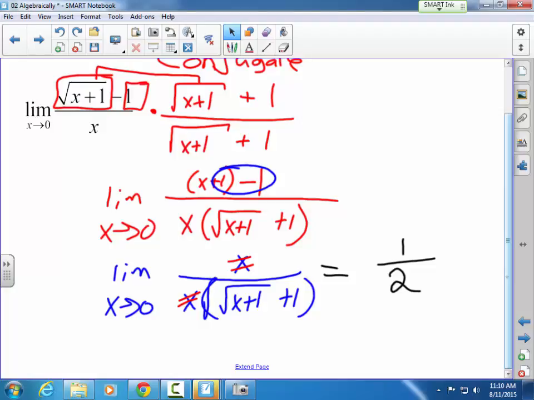Now, I don't know what's happening with the rest of this function, but I know right around 0, there's a hole, and the function is at a half. Now, it might be going straight in or down like this or up like this. We don't know what it's doing, but it's right around a half at that particular point.